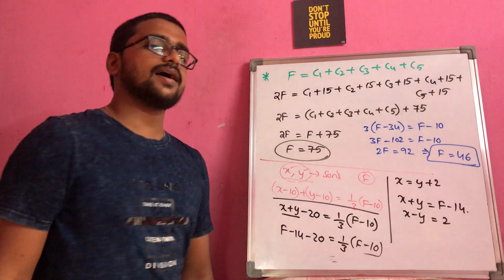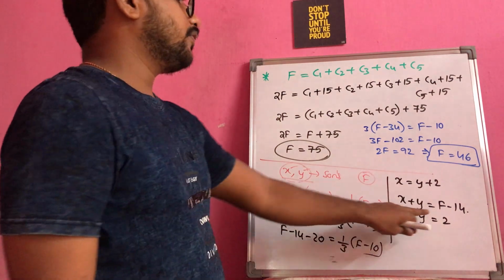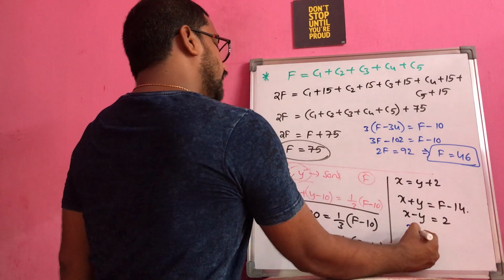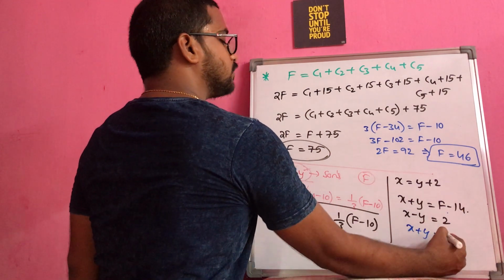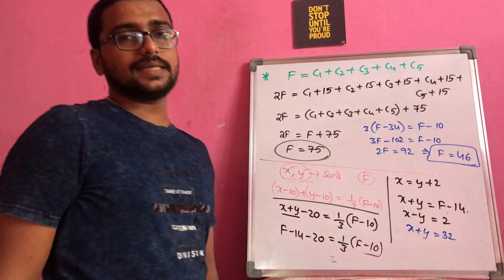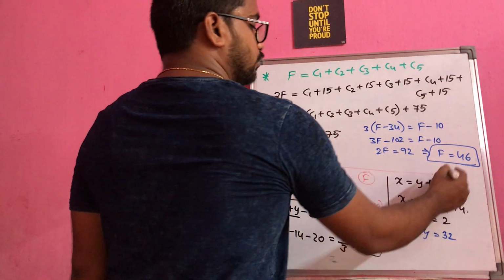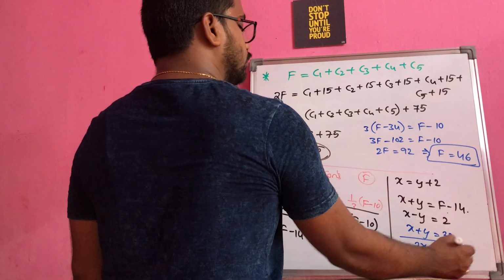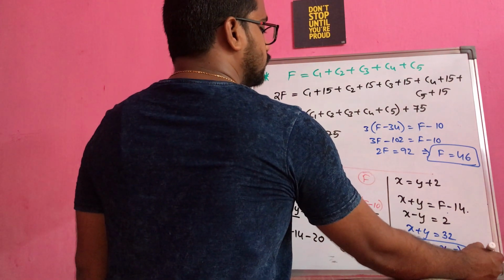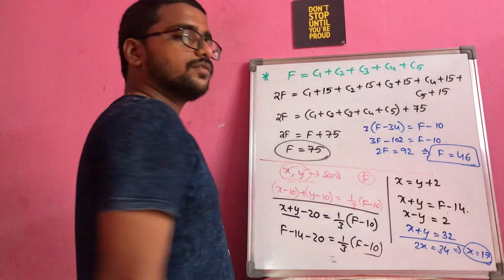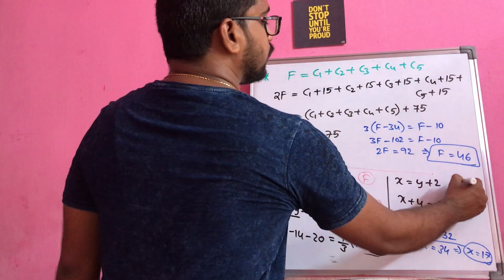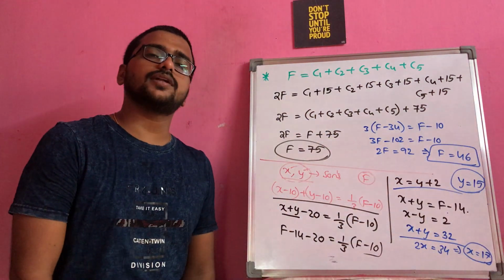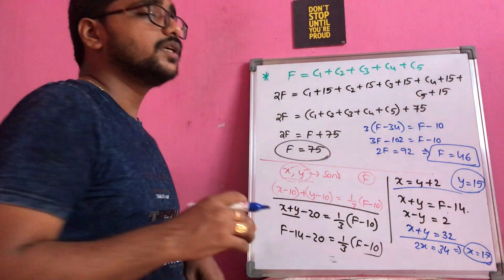That means the father's age is 46. If I substitute F with 46 here, I get X plus Y is equal to 46 minus 14, which is 32. So I will be getting 2X is equal to 34, then X is equal to 17. When X is equal to 17, obviously Y will become 15. You can substitute here: X is equal to 17 means the Y value will become 15.